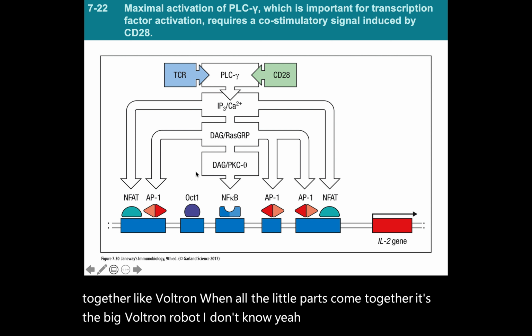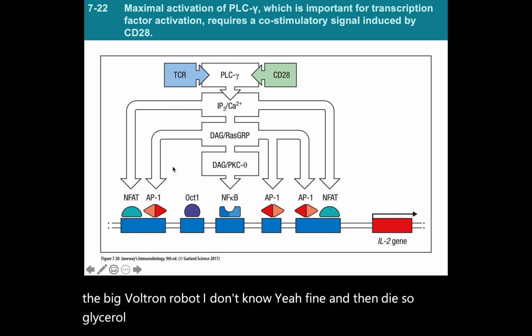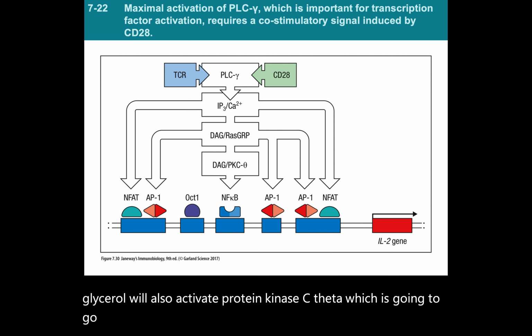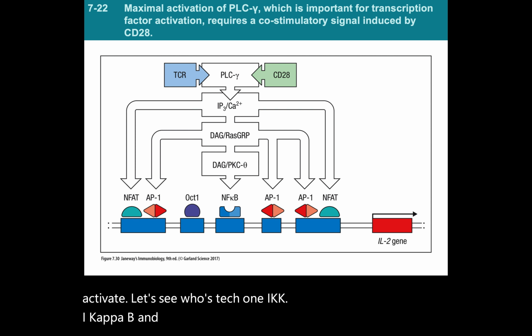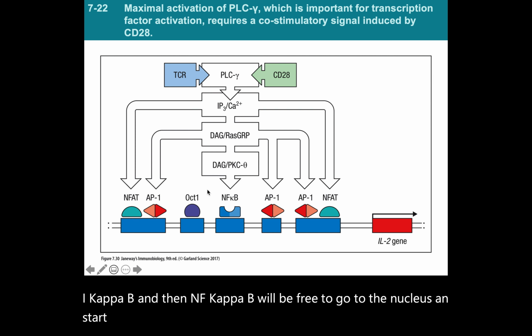And then diacylglycerol will also activate protein kinase C theta, which is going to go and activate the IKK pathway, which will then activate, let's see, it was TEC1, IKK, I kappa B, and then NF kappa B will be free to go to the nucleus and start transcription. And this is just an OCT1 transcription factor.